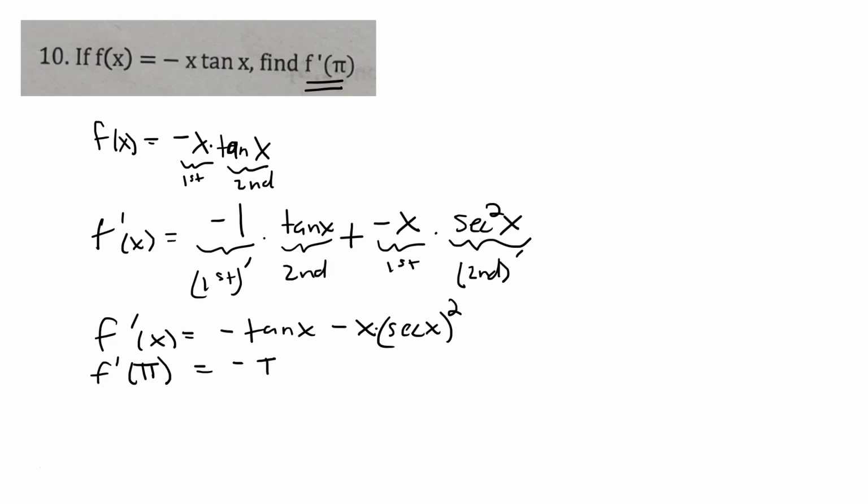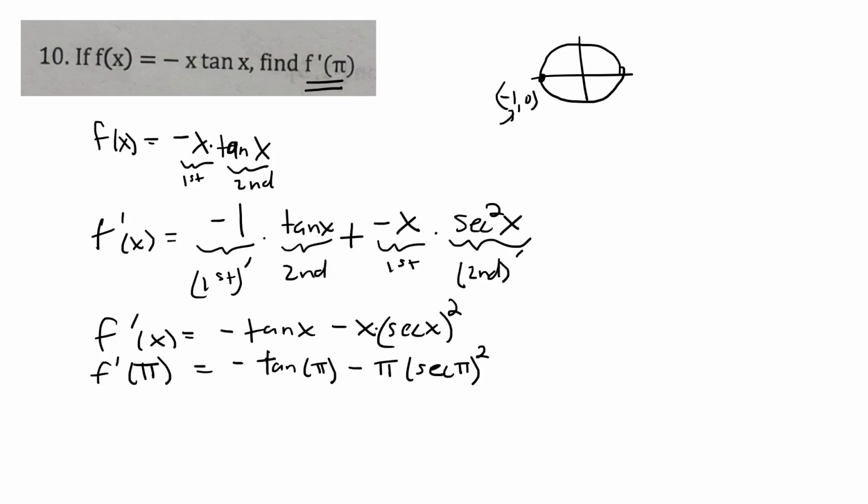So we have to take the negative tangent of pi, subtract pi times the secant of pi, and we have to square that. So tan pi, secant pi. What is the tangent of pi? So pi is here on the unit circle, and on the unit circle, that particular point has coordinates (-1, 0). The cosine of pi is -1. The sine of pi is 0. The tangent of pi is the sine of pi divided by the cosine of pi, and so we get 0.